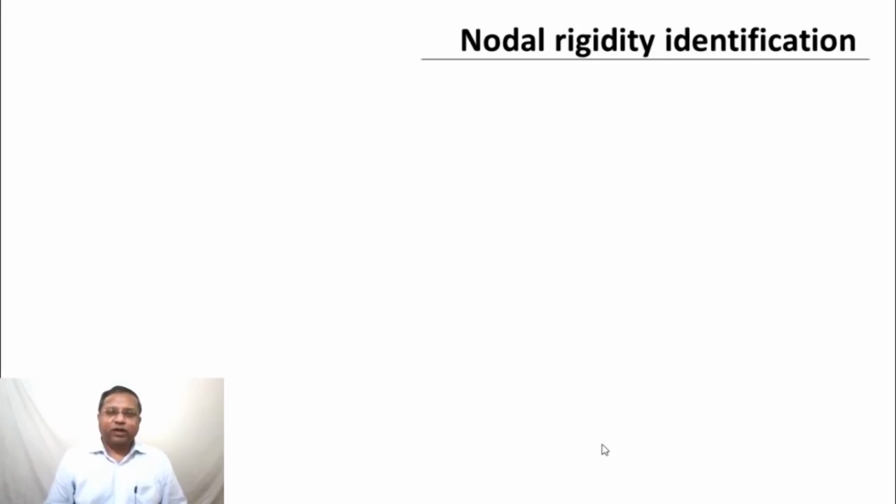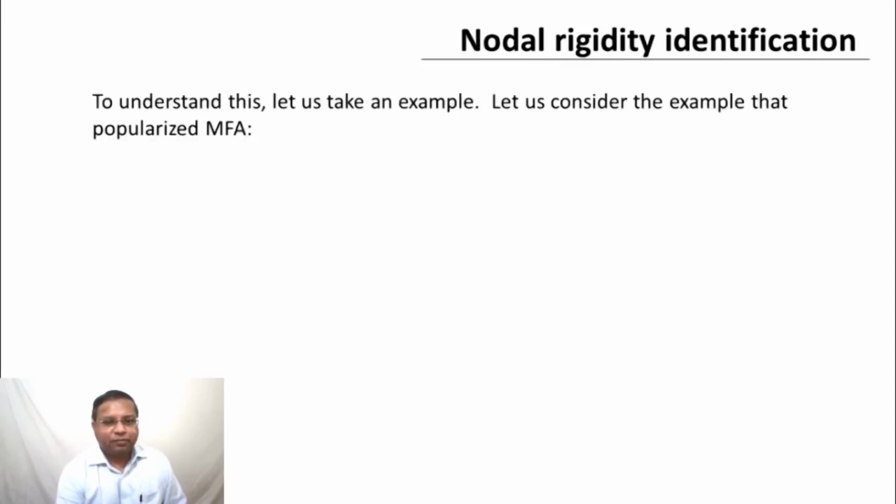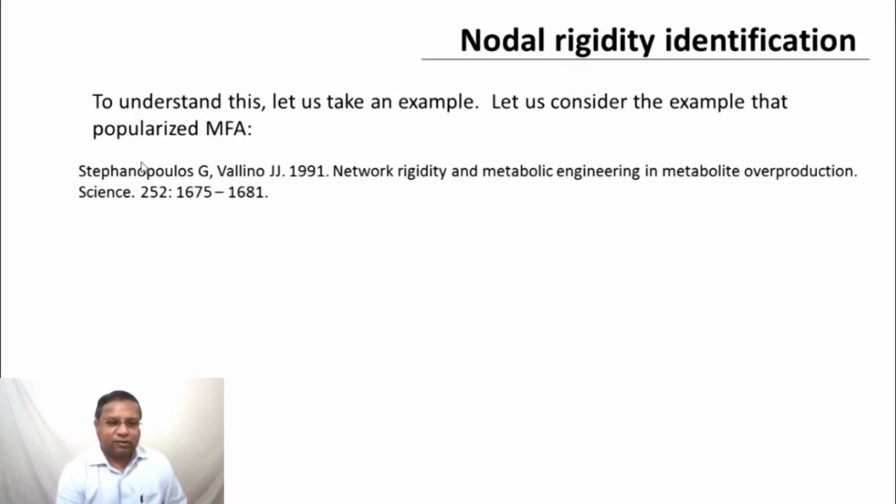Now let us look at network rigidity identification. This is what went into the lysine improvement that we talked about, Vallino and Stephanopoulos' work, early 90s. To understand this, let us take an example. Let us consider the example that popularized metabolic flux analysis, the lysine production. This is the reference here. It has also been given in your list of references. You can go and take a look at it.